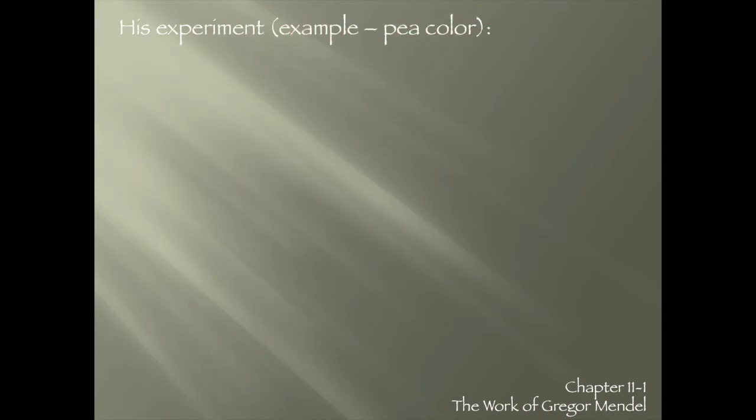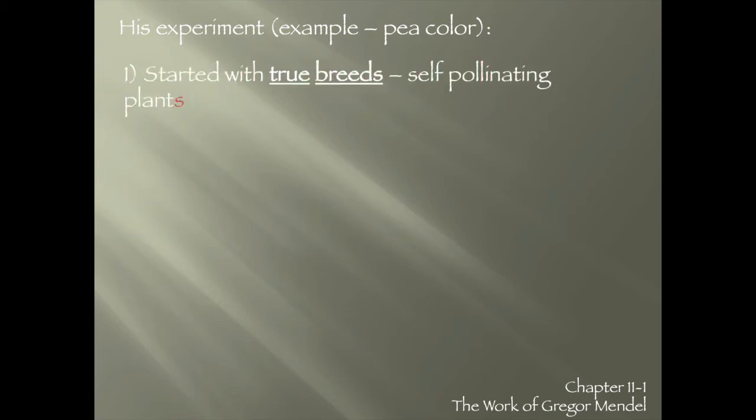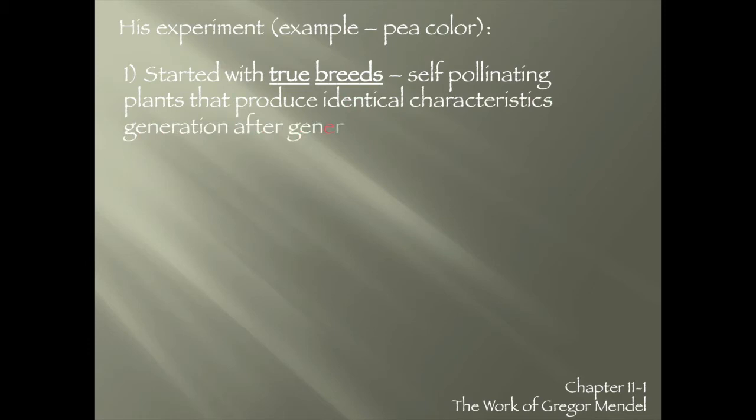So his experiment, and he did this for several different traits, but we're going to focus on the color. I think it's easier to visualize. So he started with what he considered true breeds, and these are basically generation upon generation that he self-bred, that self-pollinated, and they always created the same characteristic.